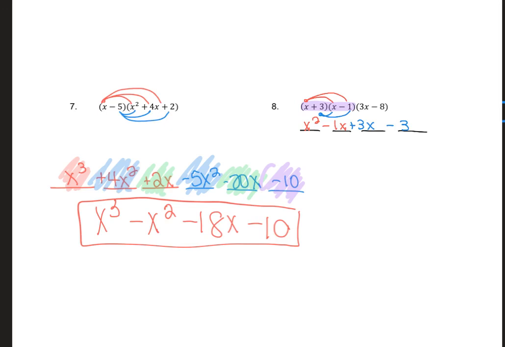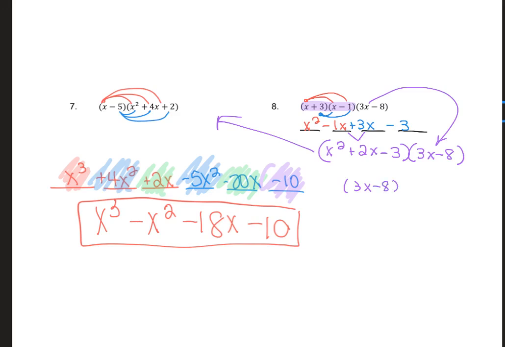I came back and I combined these. So I got x squared plus 2x, because 3 minus 1, and then minus 3. Okay, and then I had to bring this down, 3x minus 8. So now it looks more like one of those. I am going to rewrite it though, because I want my binomial first and my trinomial second. So I'm going to rewrite it 3x minus 8, x squared plus 2x minus 3.